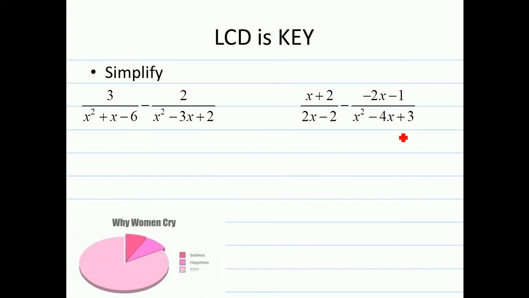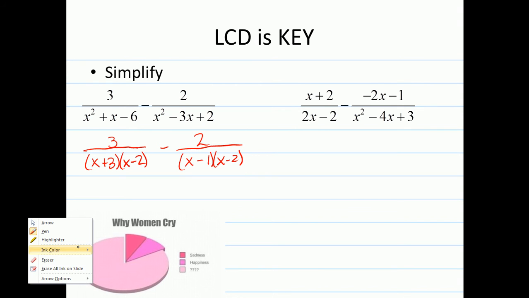Now the thing is, with problems like this, I'll just do one of them. It's the same idea, but remember, we're trying to get the lowest common denominator. My advice to you is to factor first. If you factor first, it shouldn't be that bad. So this one is 3 over x plus 3, x minus 2. And that's going to be minus 2 over x minus 1, x minus 2.